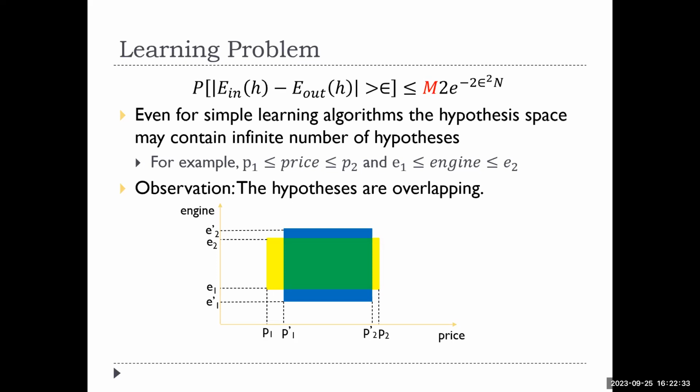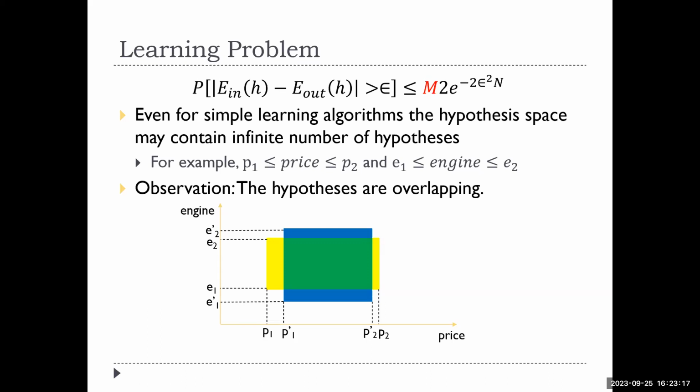P1 and P2 are real numbers. They could be any number. E1 and E2 are real numbers, so they could be any number. The answer is infinity. Because P1 could take an infinite number of values, P2 could take an infinite number of values, E1 can take an infinite number of values, E2 could take an infinite number of values. So there are an infinite number of rectangles you can draw here. Okay, that's your hypothesis set. So there's an infinite number of hypotheses.